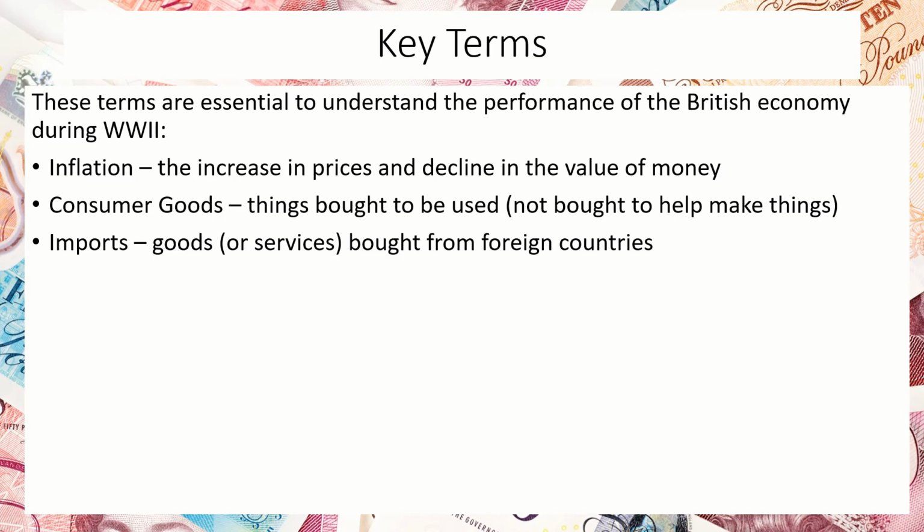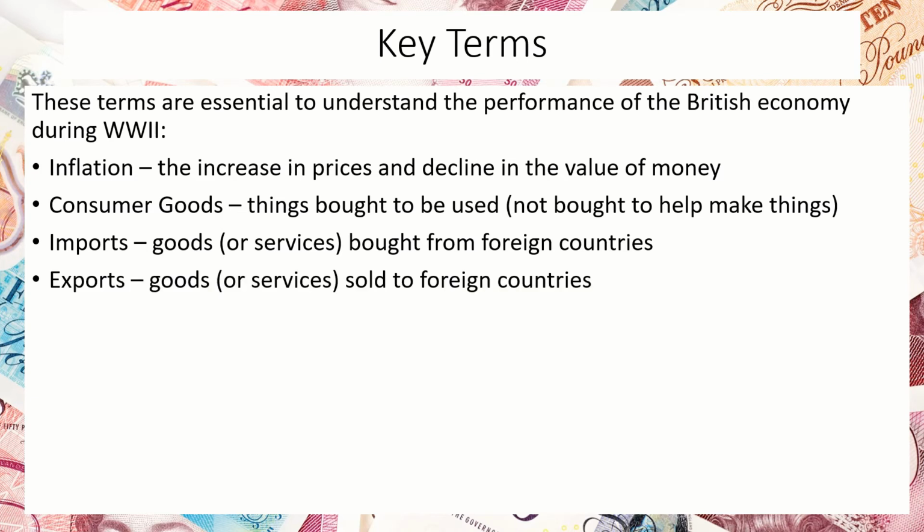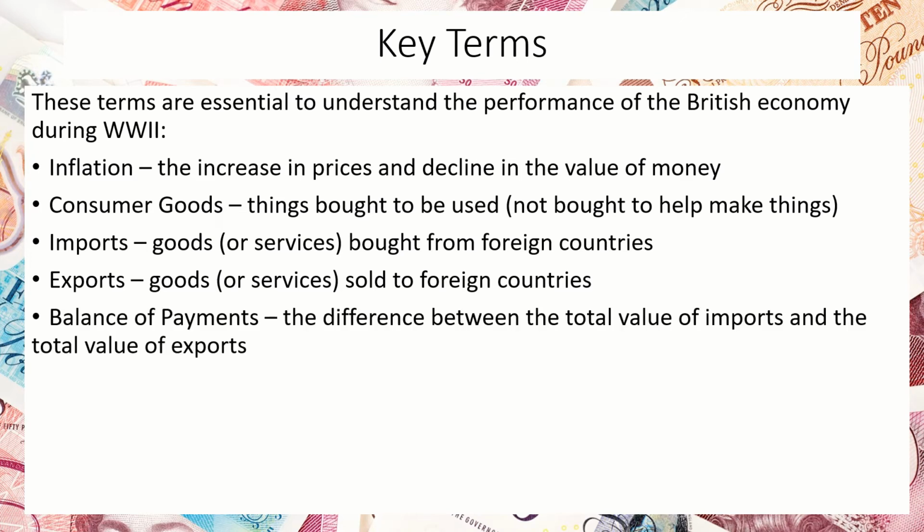Imports are goods or services bought from foreign countries. So if you buy a car from Germany, you have imported it. Exports are goods sold to foreign countries. So if you sell a car to Germany, then you have exported it. And balance of payments is the difference between those two things: the difference between the amount of goods and services a country imports and the goods and services a country exports.